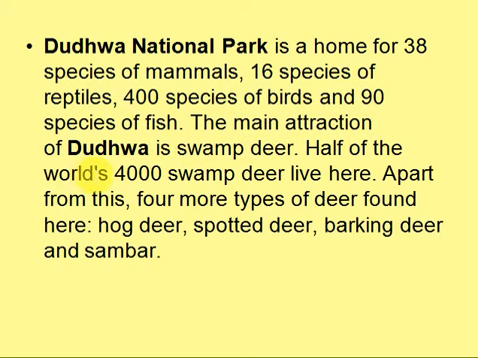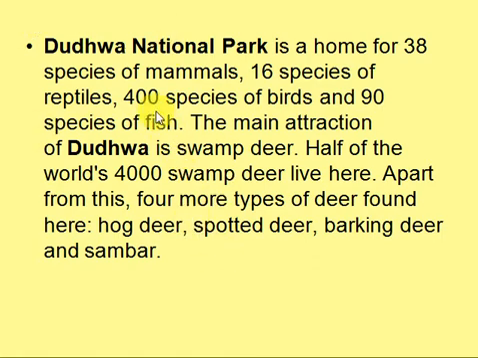The main attraction of Dudhwa is the swamp deer. So mainly you have the swamp deer here. Half of the world's swamp deer, around 4,000, live here. Apart from this, 4 more types of deer are found here: hog deer, spotted deer, barking deer, and sandal.